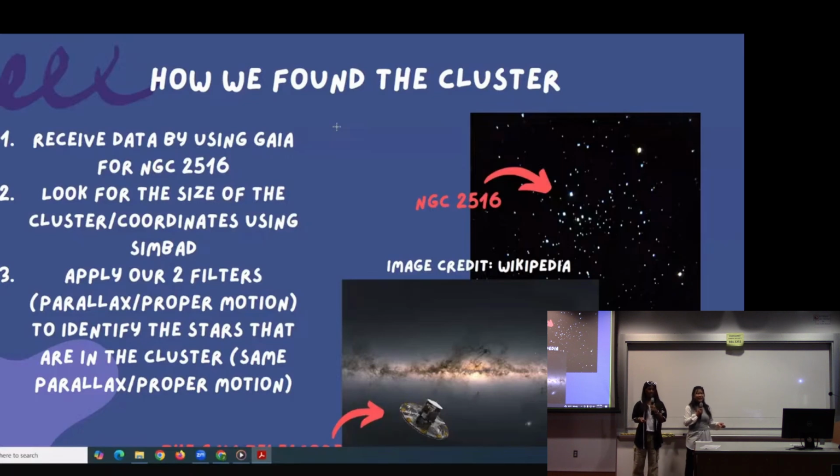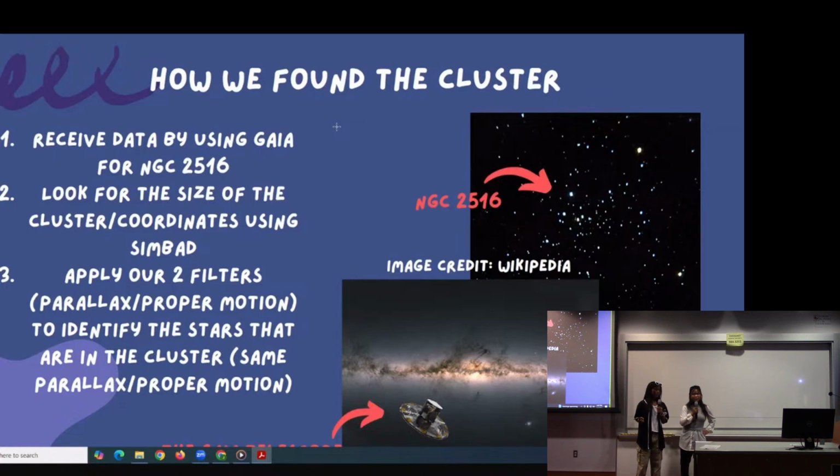So, how did we find the cluster? Well, our first step was to receive the data by using Gaia for our cluster, NGC 2516. We chose NGC 2516 specifically because there have been literatures about the age being unknown for this specific star cluster, so that's why we chose it.